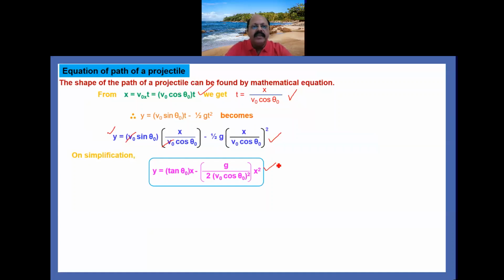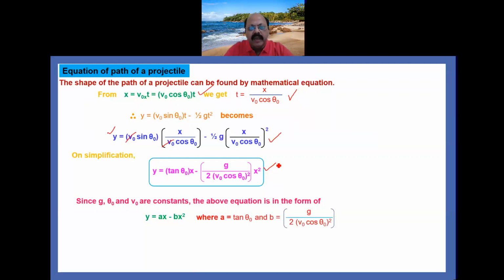This equation is similar to the equation of a parabola, because g is constant here, theta naught is constant here, v naught is constant here. The equation of a parabola is y equal to ax minus bx square. When we compare with this equation, you will get a equal to tan theta naught and b equal to g upon 2 v naught cos theta naught whole square. That's why we say the above equation is the equation of a parabola and the path of the projectile is parabolic.